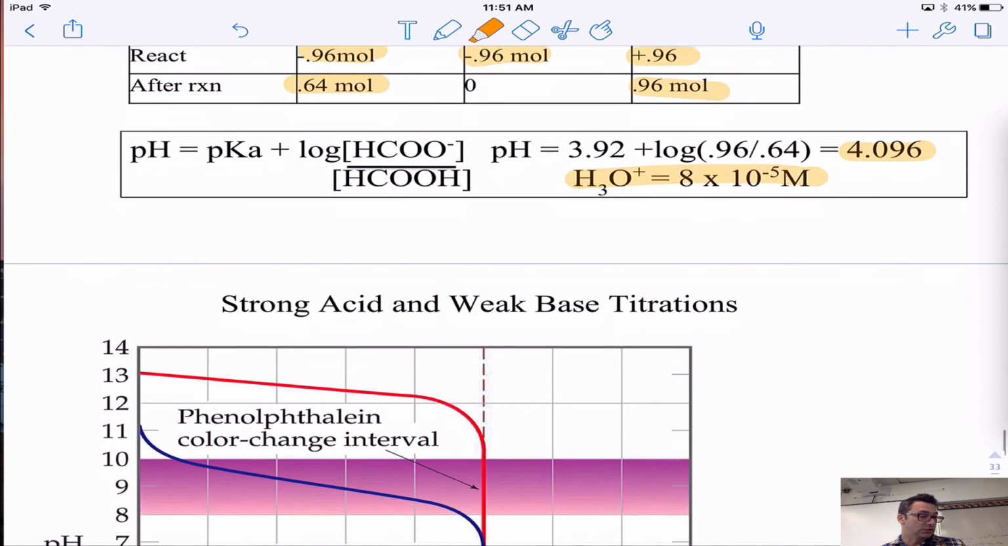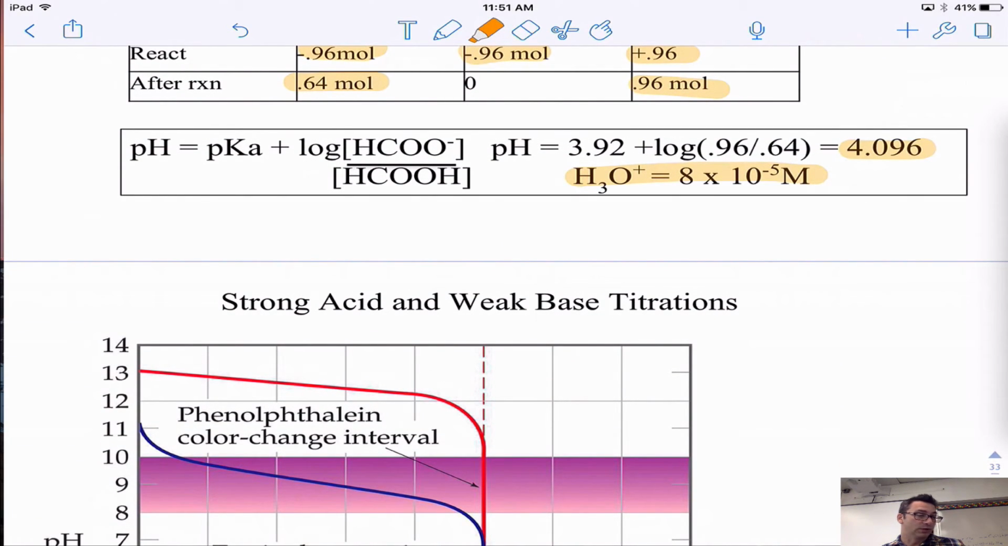Let's try one in which we reach the equivalence point. When we reach the equivalence point, we have a lot of calculations that we really have to do. So we're going to try and do that in class tomorrow. I'd like to sit and go over that with you in person because that's really challenging. And then we'll review it in the next video as well.